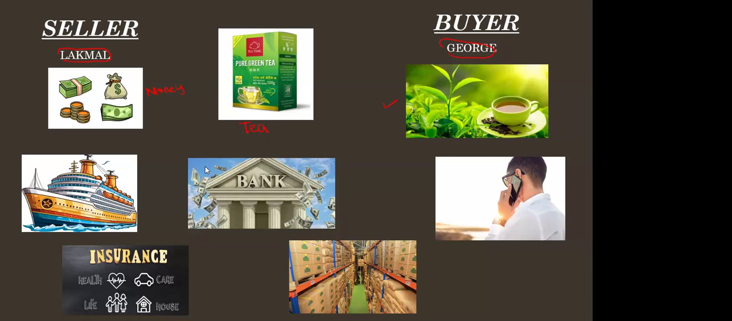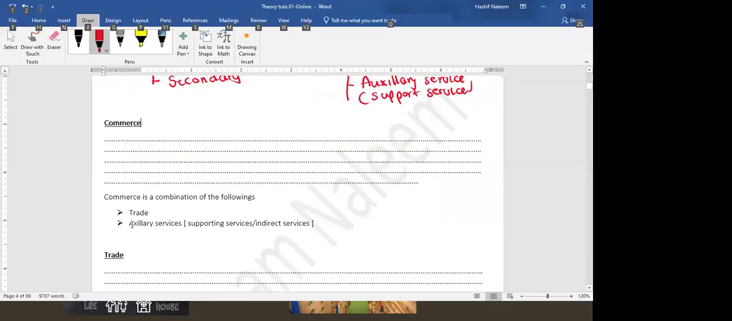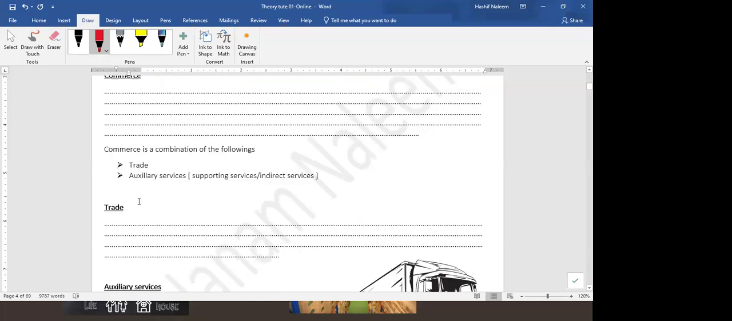Okay, done. So you can see the pillars also. I have said commerce is a combination of what and what? Trade and auxiliary service. Auxiliary, we say another word also, supporting services, or else we also say indirect service. Remember guys, you may ask a question, sir, do we need to know these alternative terms also? Yes, because the examiner won't always use the word auxiliary. Sometimes they may ask with supporting or indirect. So you have to know the alternative terms also. Commerce is that. Now we'll study what this trade is and what this auxiliary service is.